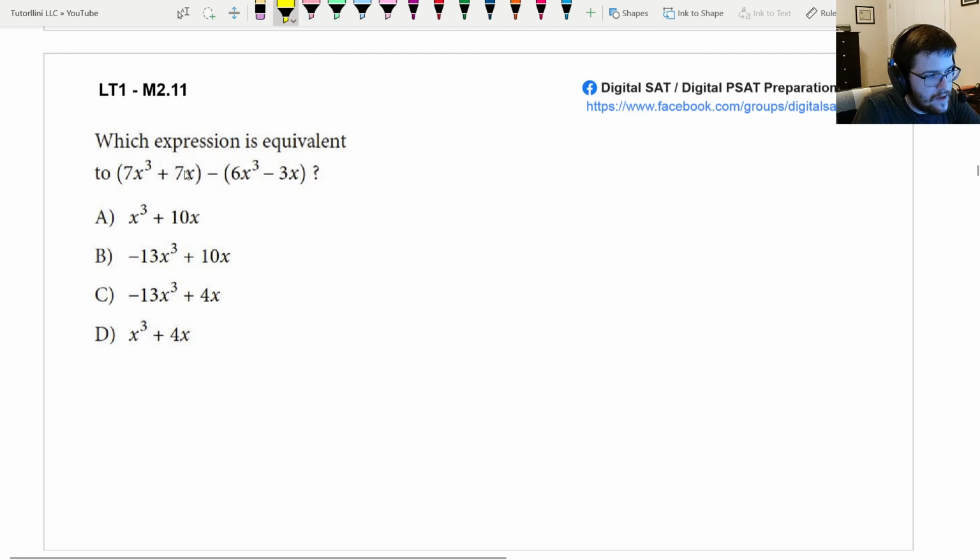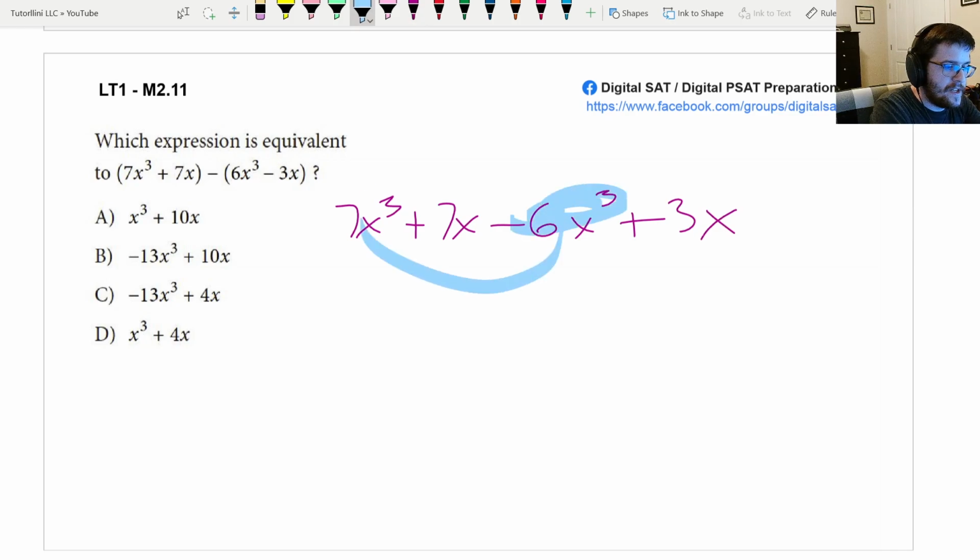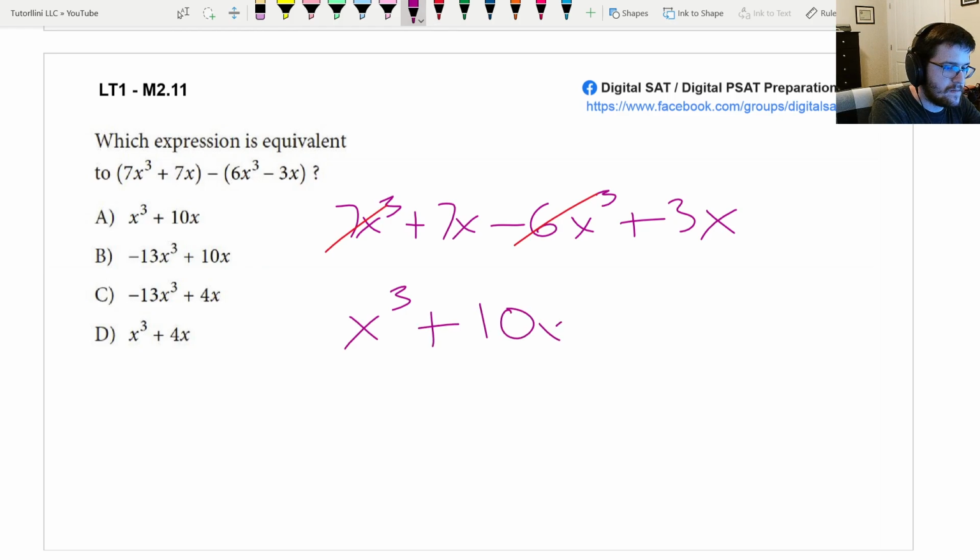Okay, which expression is equivalent? This minus sign, you got to remember to distribute this. So change the sign of everything in the second parenthesis. So 7x cubed plus 7x minus 6x cubed plus 3x. Now we're going to combine the like terms. So 7x cubed minus 6x cubed, that's just x cubed. And 7x plus 3x, that's 10x. So the answer is A.